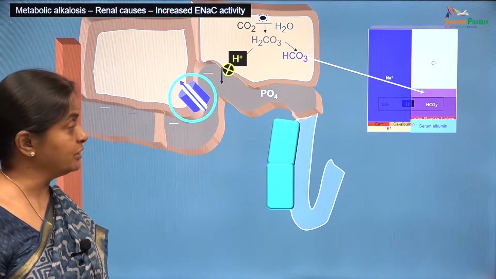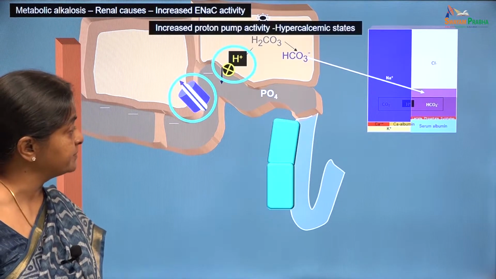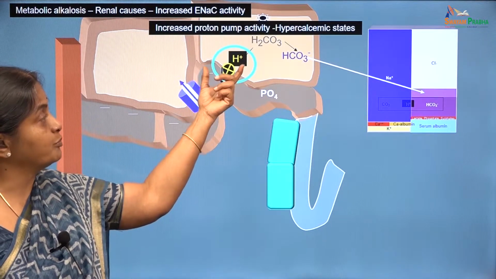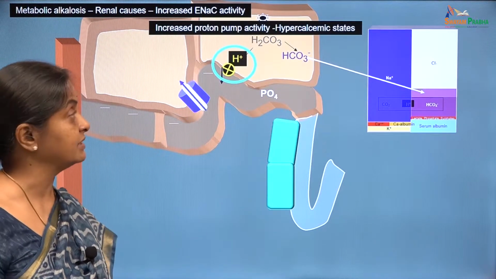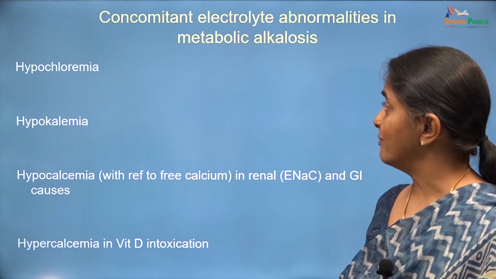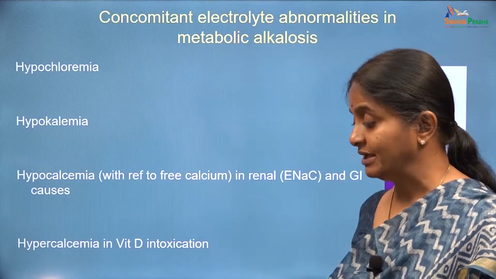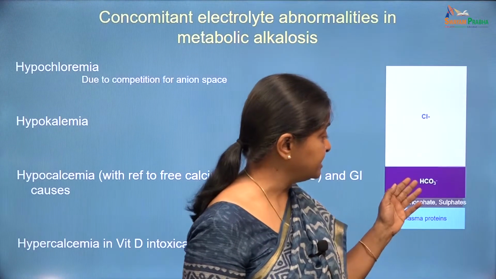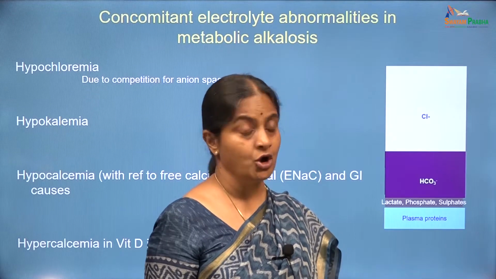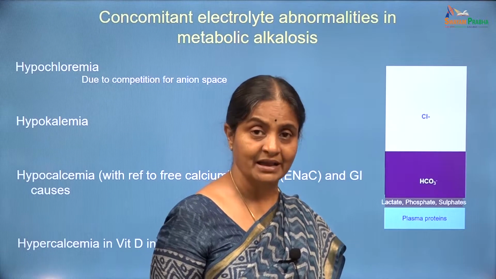So, when we started, we looked at 6 causes of metabolic alkalosis where the ENaC activity was increased, but now we are looking at hypercalcemic states where the proton pump activity per se may be increased. We will now look at concomitant electrolyte abnormalities in metabolic alkalosis. There will be hypochloremia because any increase in bicarbonate will result in a consequent reduction of chlorides, or primary reductions in chloride will be compensated for by an increase in bicarbonate.